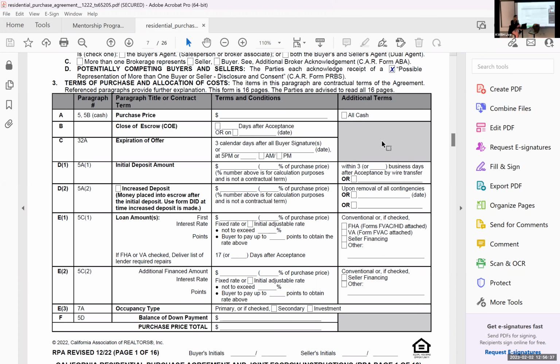Section 3B, close of escrow. All right, so there are two options here. One is a certain time period from the day of acceptance. The second is a finite date of close. We typically use the first option because, one, any ideas? Because it can potentially go longer.